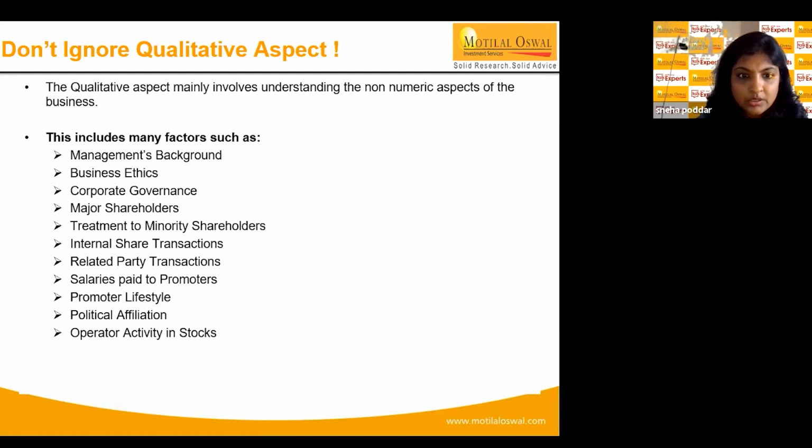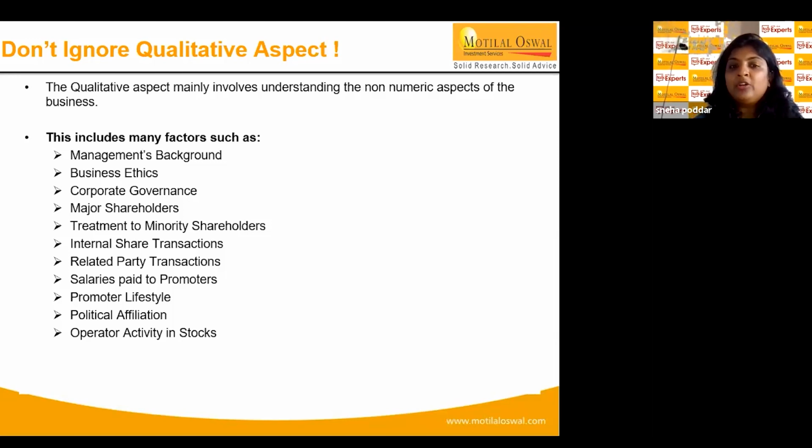By political affiliation, I mean the companies which are not politically affiliated are better off. If, say for example, some company is largely affiliated to, say, the Congress party, and now with Congress not there as a ruling party, it would definitely affect them. So that's why the companies should not be politically affiliated. That you should definitely take care of.